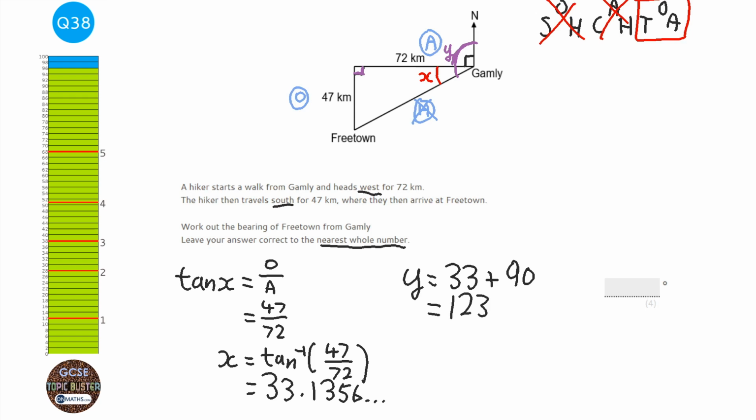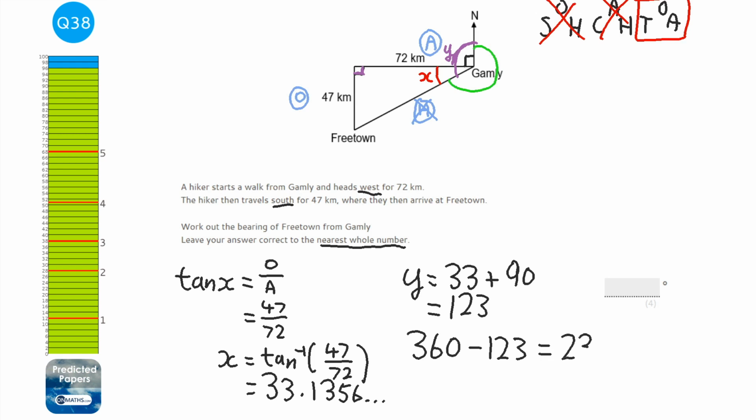123. Okay, now bearings, something that we've got to remember, are always measured from north going clockwise. So it's always going to be like that. It's going to be that angle there. So to do that, we're going to do 360, take away the 123 because that's what we don't want. So on the calculator, 360 take away 123, and that's 237. So the answer is 237 degrees.